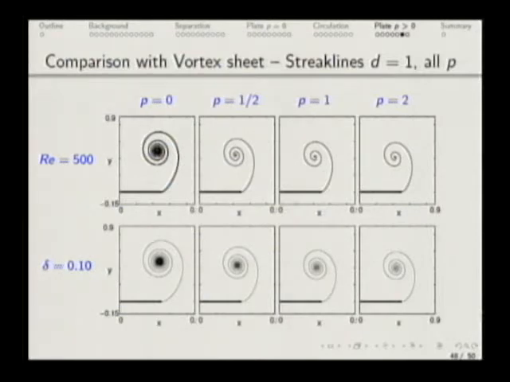So here's a comparison of the vortex sheet, the streaklines at a fixed displacement for all p, Reynolds number 500, and fixed delta at 0.1. And I sort of capture the change in the shape of the streakline as a function of p. Now, as Reynolds number increases, you get more roll-up. I sort of capture it, but it's not clear. I could imagine if I increase Reynolds number, I get something that looks a little bit more like that over here.